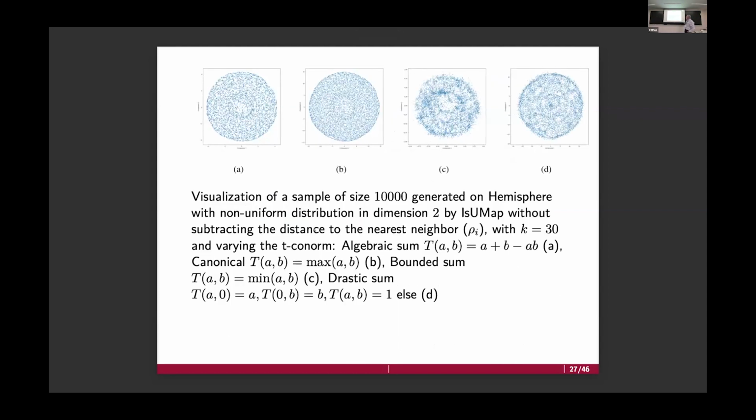So now we don't do this. We don't subtract the distance to the first nearest neighbor. We had a three-dimensional picture, so we're not really suffering from the curse of dimensionality, and so in that case, it might be better to not subtract that, and so then again we use different T-conorms. Maybe I shouldn't go too much into the details here.